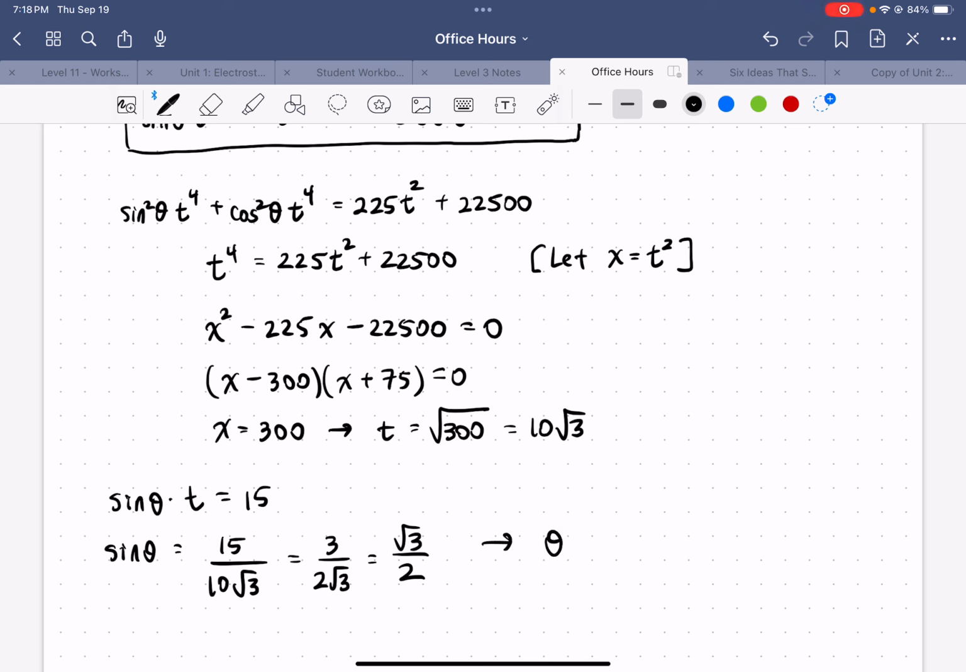We want to aim our particle B at an angle 60 degrees away from the y-axis, and then these two objects should collide at a time 10 times the square root of 3, which is about 17 seconds.